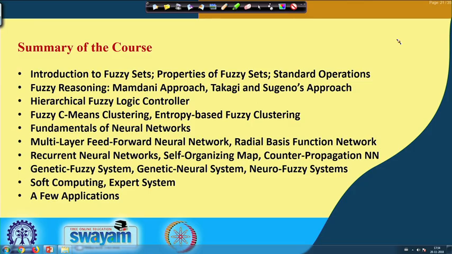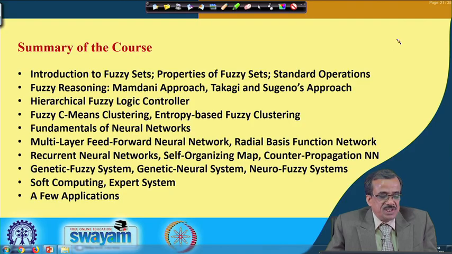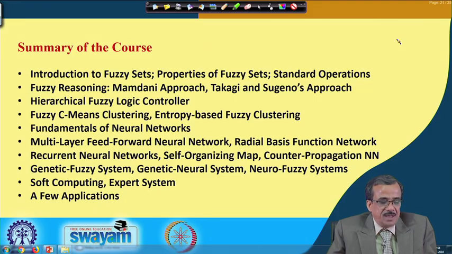Now, we have defined the concept of fuzzy sets. We got the difference between the fuzzy set and the classical set. The classical set is a set with fixed boundary. On the other hand, the fuzzy set is a set with vague boundaries.